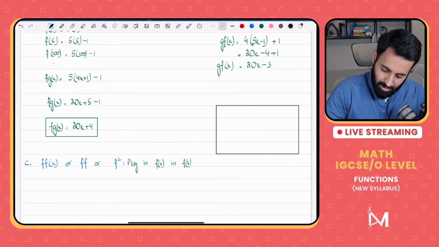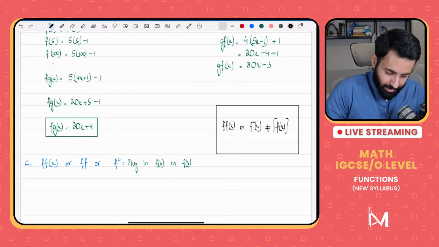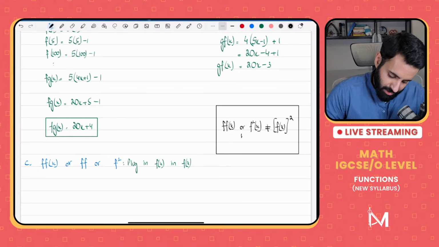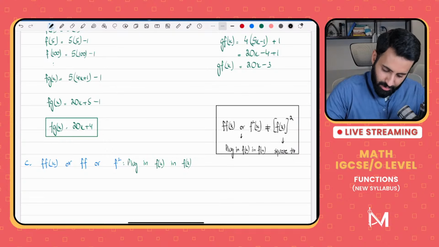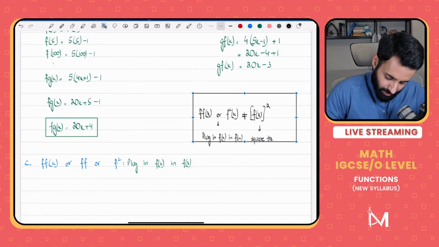And that is f of f of x, or f squared of x, is not the same as taking f of x and squaring it. Okay, why? Because this means that you plug in f of x in f of x, whereas this means that you square the function. Okay, so they are two different things. Please don't mix them up ever. This means that you square the function.